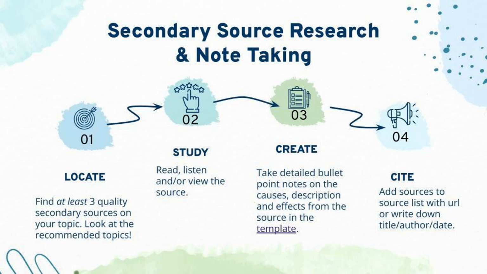Second, you need to study your sources. Read, listen, and review the source. Then we need to create. Take detailed bullet point notes on the causes, description, and effects from the source in the template, and be sure to make sure that you've included quality notes like we just talked about. And finally, cite. Add sources to the source list with the URL or write down the title, author, or date. You don't want to have to relook that up later.